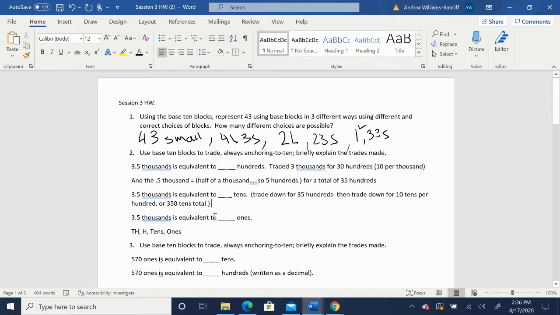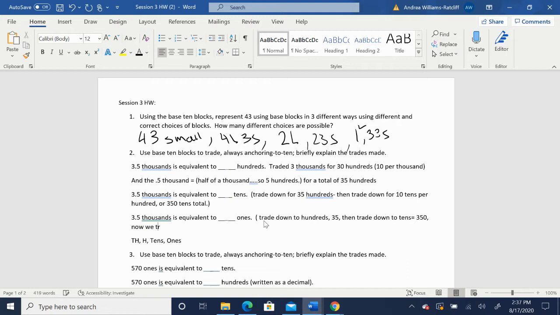All right, now we're going to ones. We have already previously traded down to hundreds, which is what we did in the beginning. We had 35 of those. Then we traded down to tens, which gave us 350. Now we trade each 10 for one small, or ones as the case may be, and have 3,500 when we are finished.